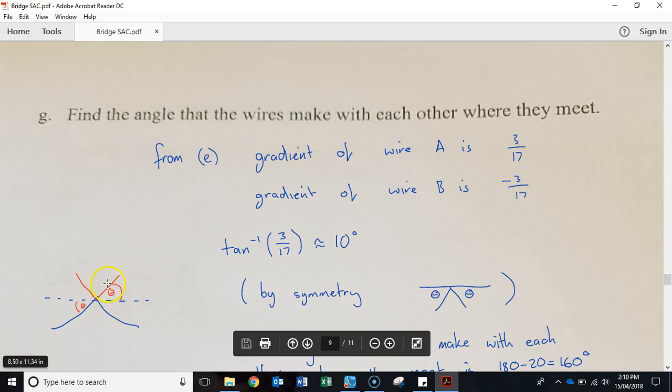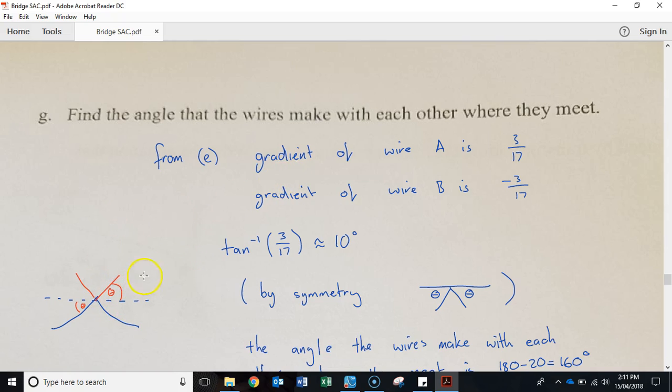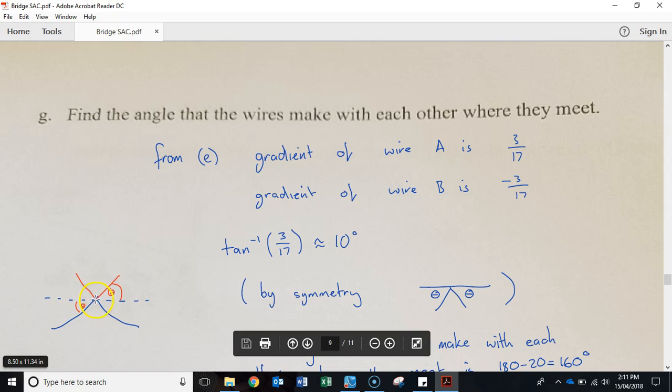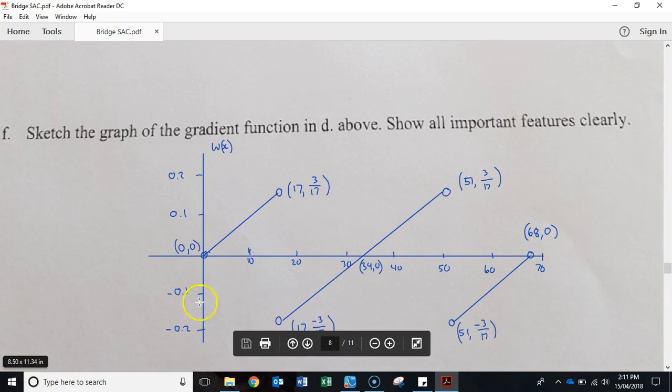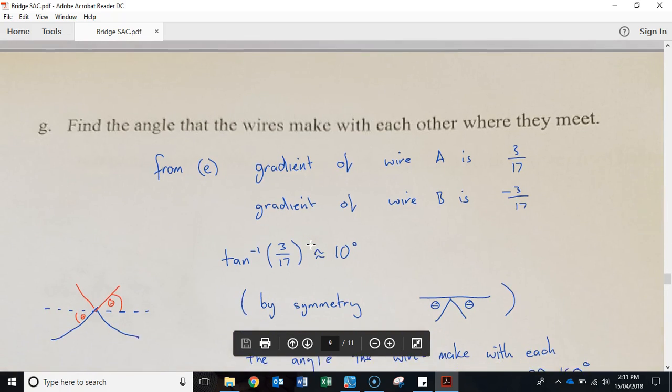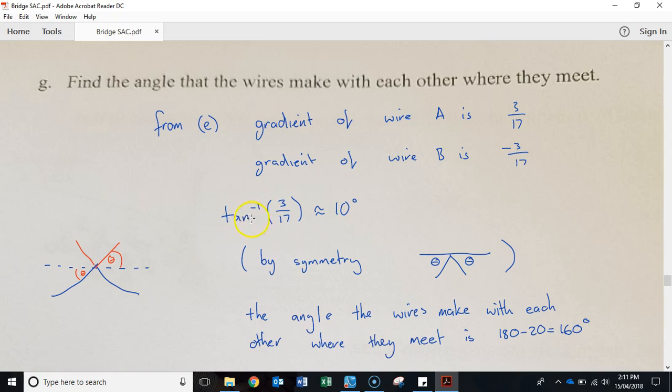So if we know the gradient of the line here, we can find the angle that it makes with the x-axis. Remember, we're finding the angle that it makes with the positive direction of the x-axis. So we actually know the gradient at the cusp, at that point where the wires meet, because that's right here, and the gradient there is 3 on 17. So finding the inverse tan or arctan of 3 on 17, we find that that is approximately 10. In fact, it's like 10.00, something like that. So I'm going to leave that approximation as 10 degrees.